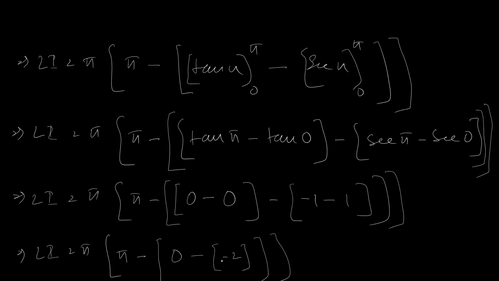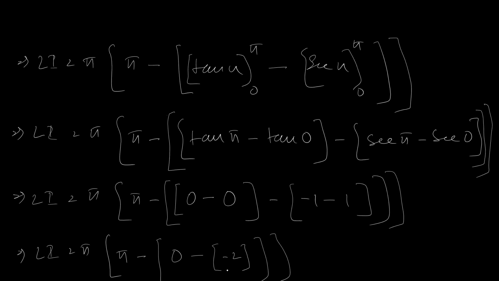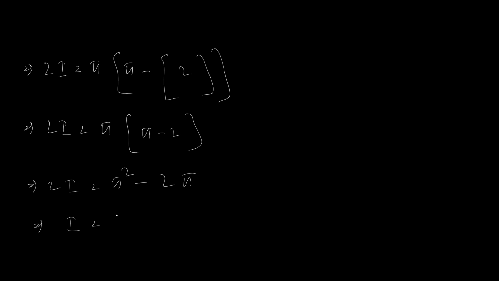Okay, this is minus into minus, this will be plus 2. So this is pi minus... this is correct. This is pi minus. So twice I is equal to pi. This is pi minus 2. So twice I is equal to pi square minus 2 pi. So I is equal to pi square minus 2 pi by 2.